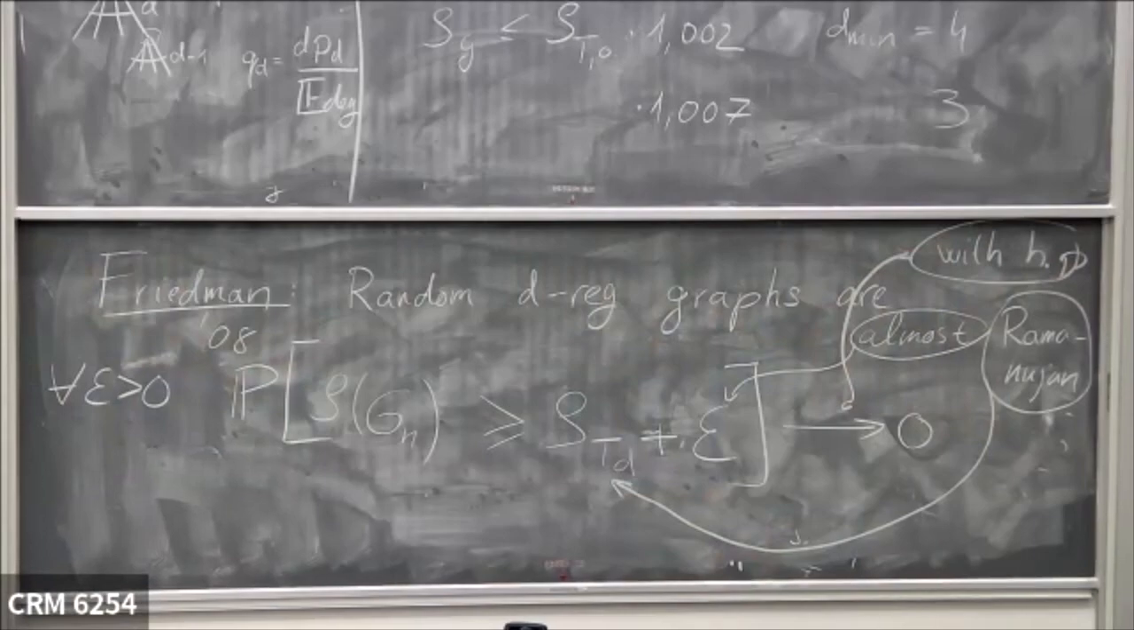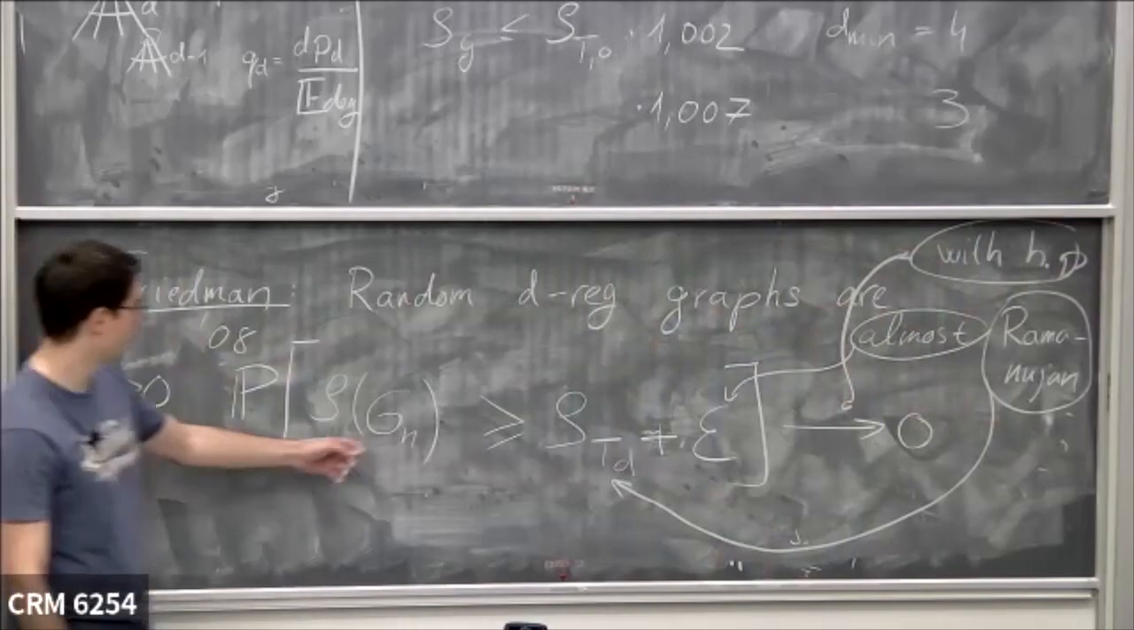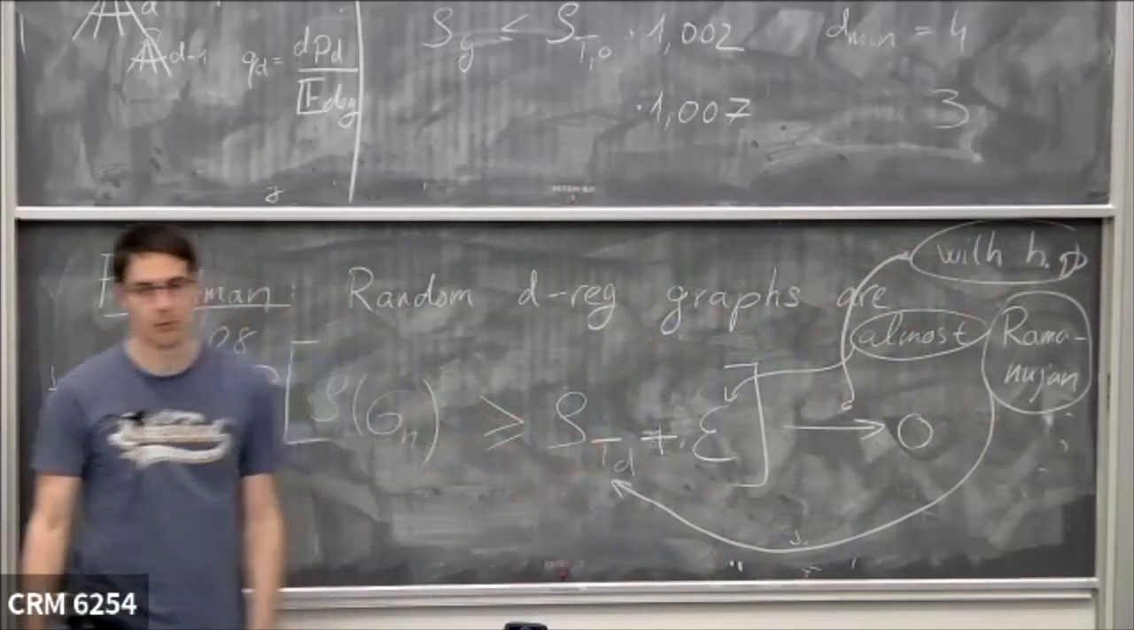Goes to 0 or goes to 1? Goes to 0 because you really want to say that this is less than that, but you can't say less than that.